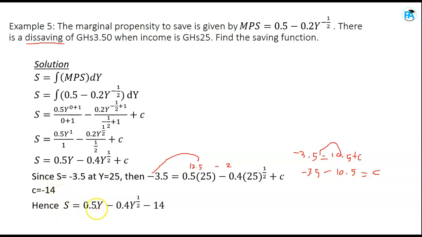Hence, you have the savings function to be 0.5y minus 0.4y exponent 1 over 2, and you have plus c. So plus negative 14 will now give you minus 14. Okay, so that is the savings function as well.